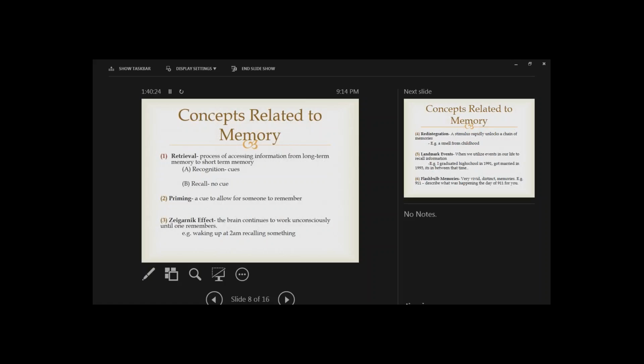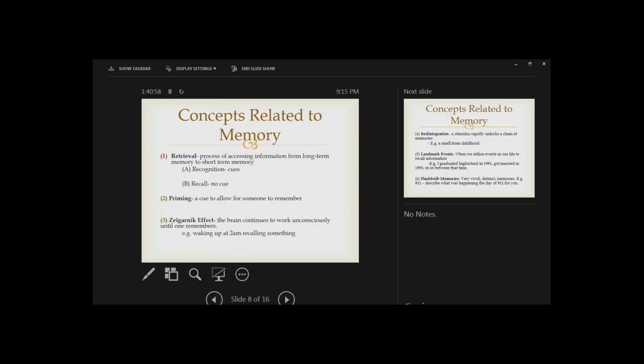So sometimes it's going like a computer, and ding, there it is, either in your dream or when you wake up, or you're in the shower, whatever it could be, and there it is. Never when you actually need the information. Exactly. So Zeigarnik effect, the brain continues to work unconsciously until one remembers. For example, I put waking up at 2 a.m. recalling something.